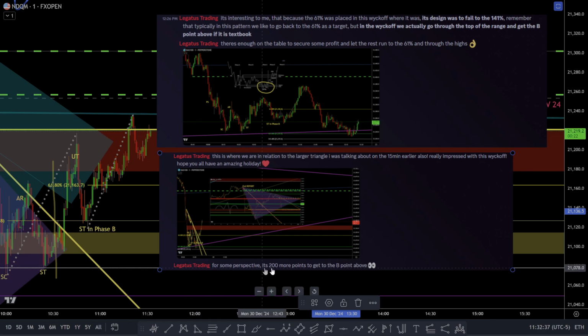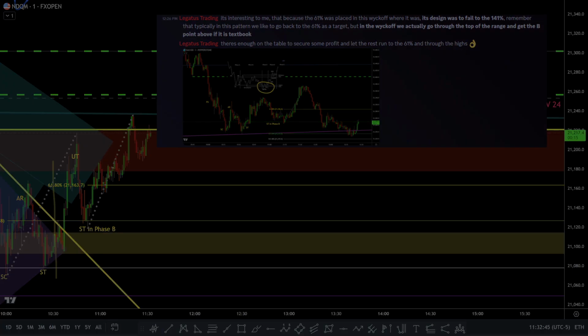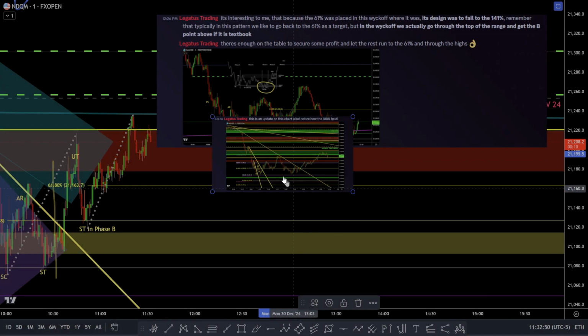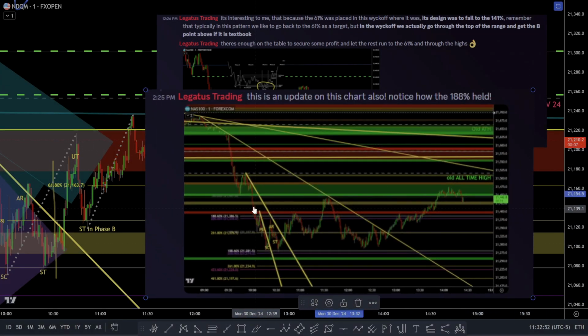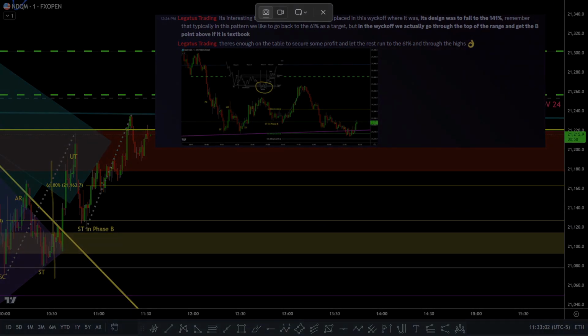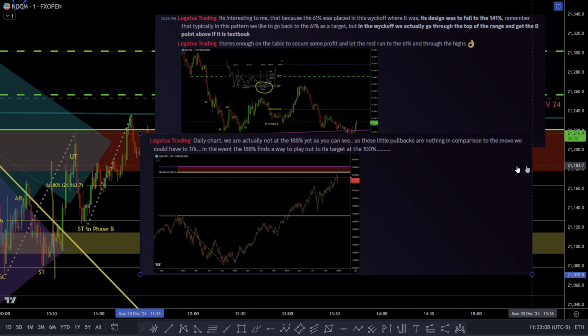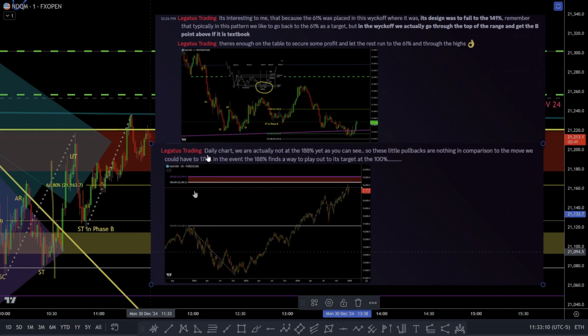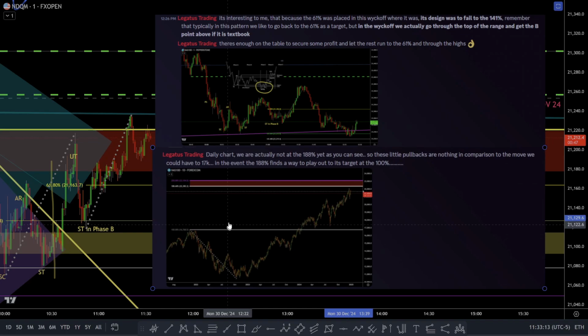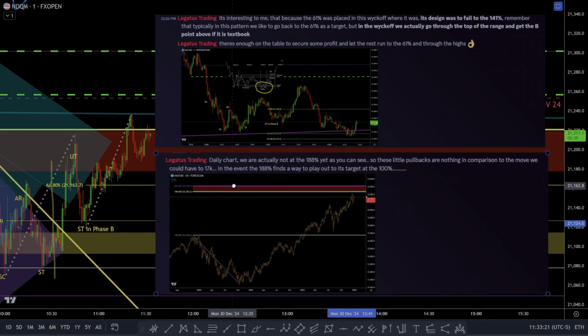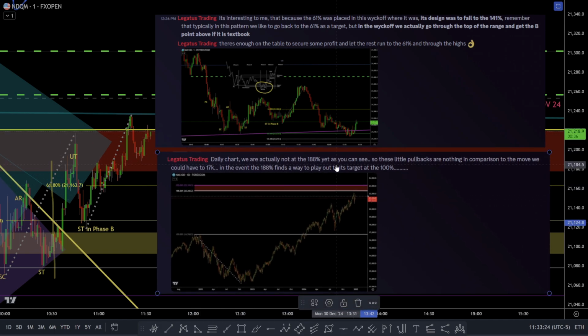For some perspective, it's 200 points to get to the B point above. I also gave an update on the other chart, which we can take a look at too, because it's really relevant in this area. We came back up to smash that green zone, and that was the end of that Wyckoff basically. Also, another thing I was reminding about was the daily chart, where we had a 188. You know, we haven't even got to it yet. So all of this upwards movement that we're seeing right now could literally just be to get to that 188, so that we could go sideways in it for like a year. So, crazy. But daily chart, we're actually not at the 188 yet, as you can see.